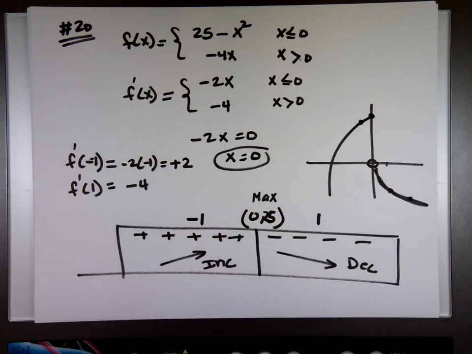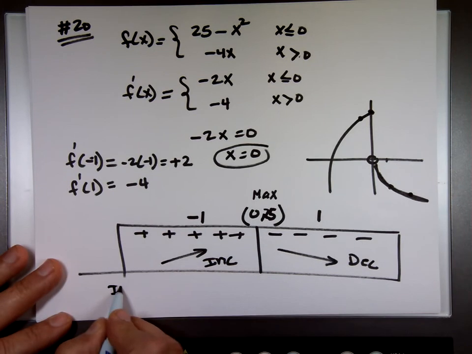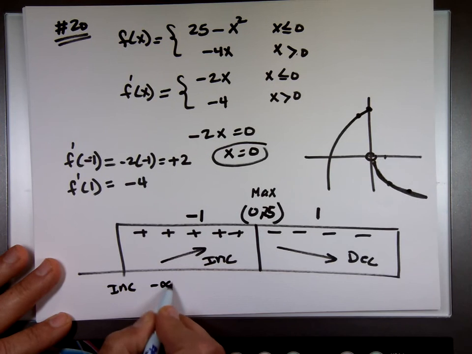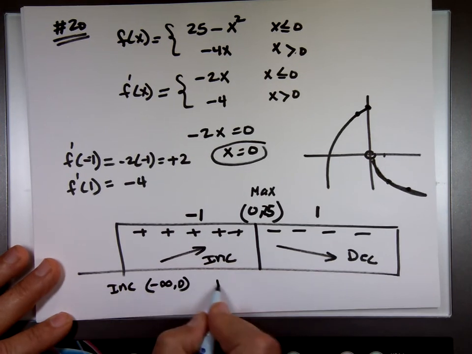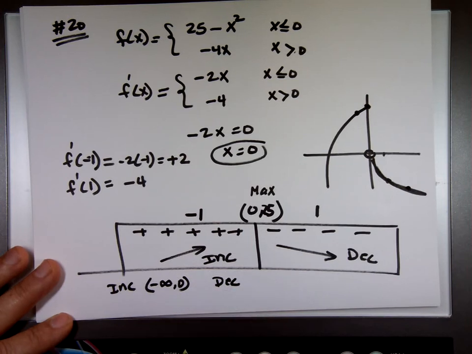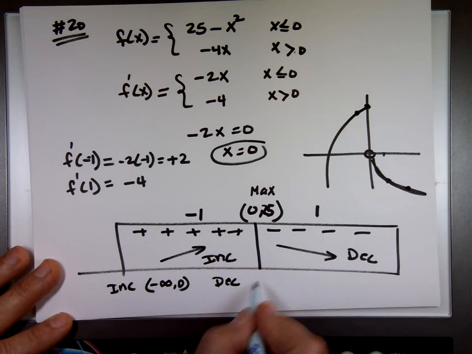So let's see the first question. Find the open interval for which the function is increasing. Where is it increasing? From where to where? Negative infinity to 0. Where is it decreasing? 0 to infinity.